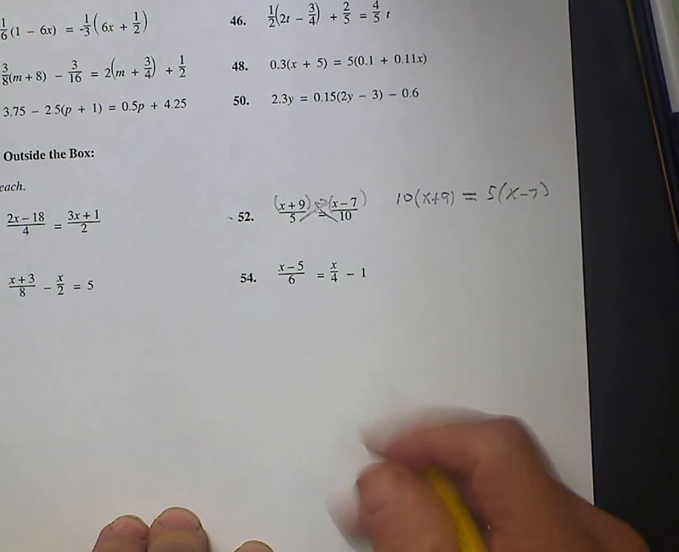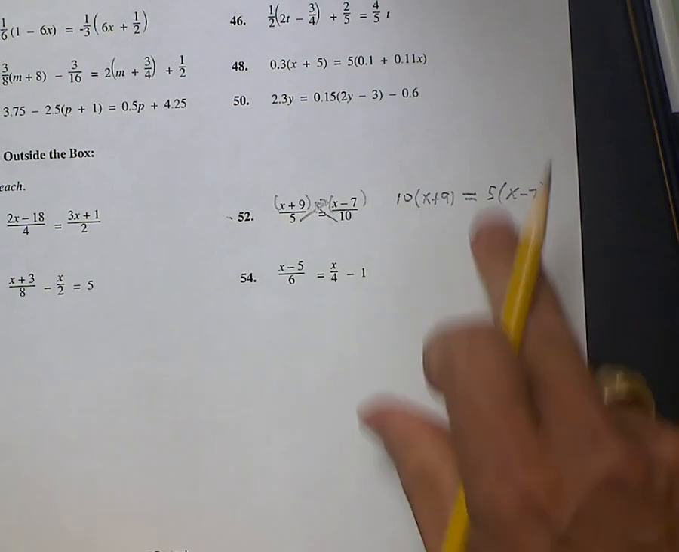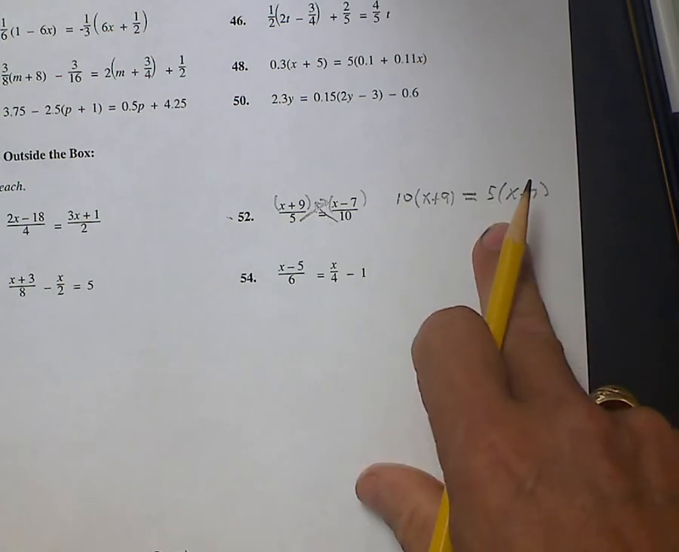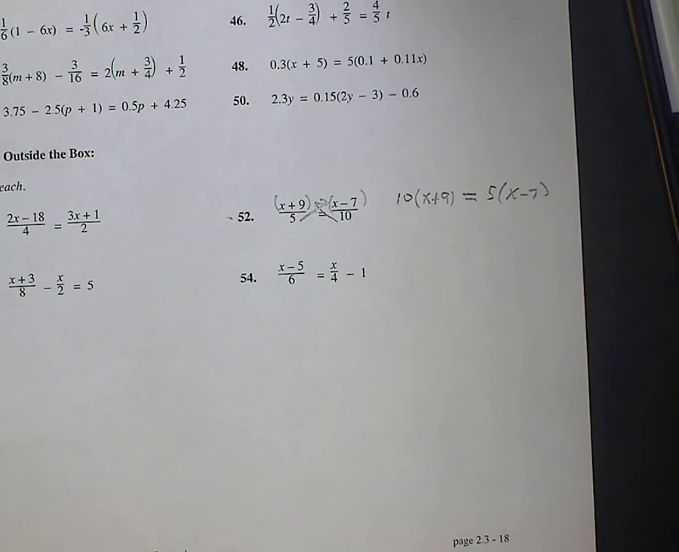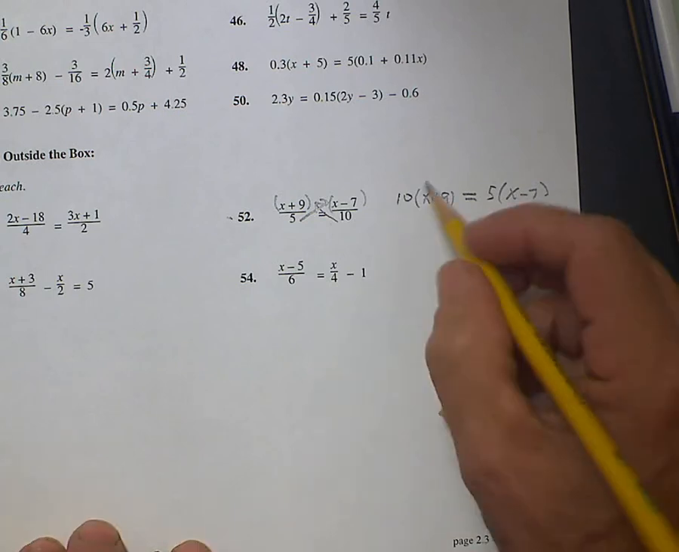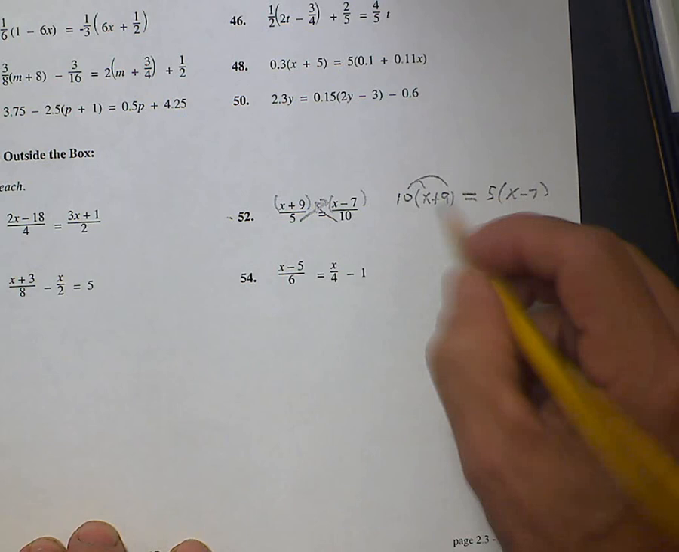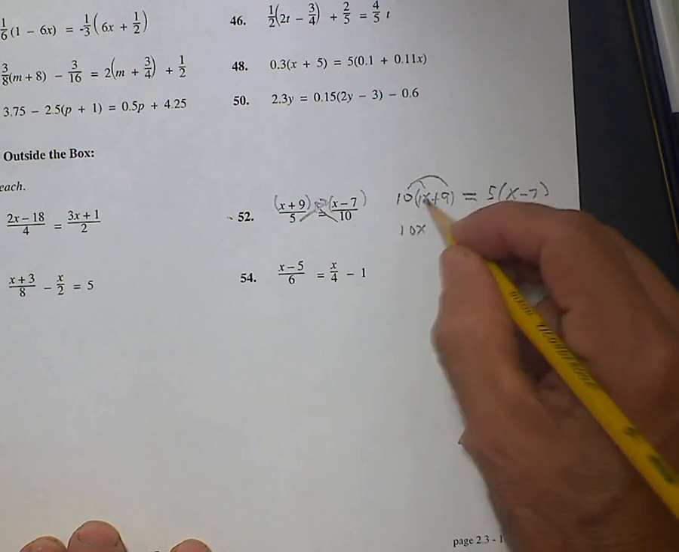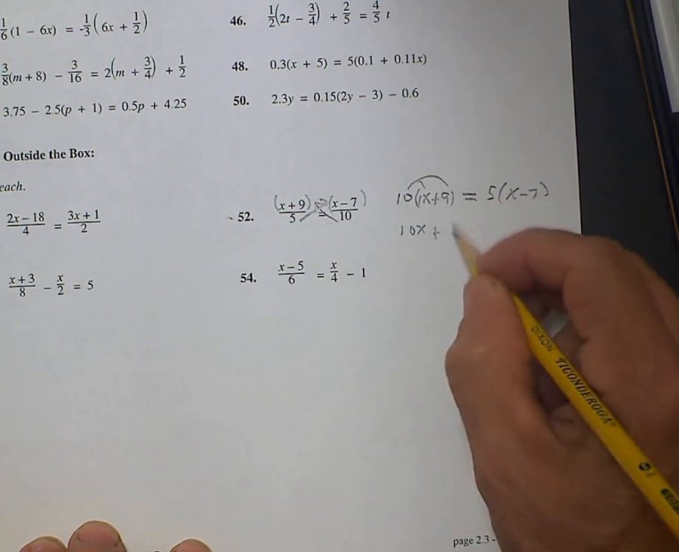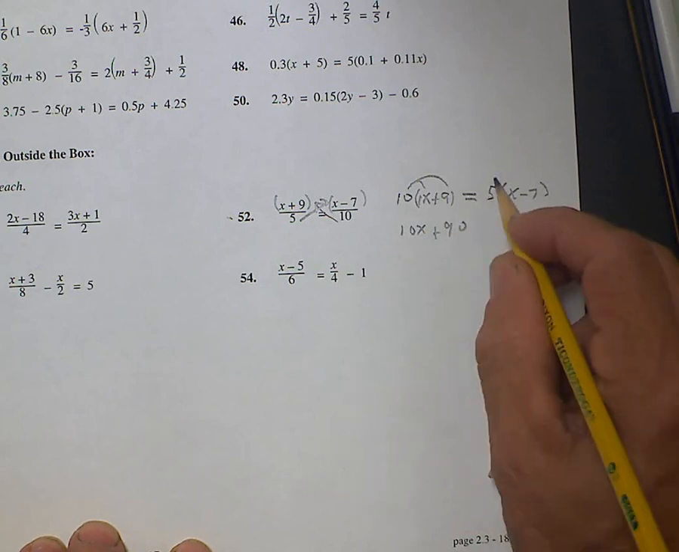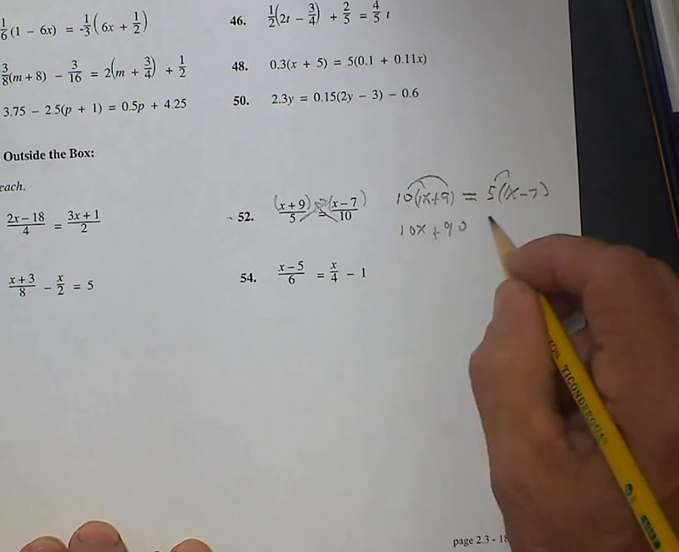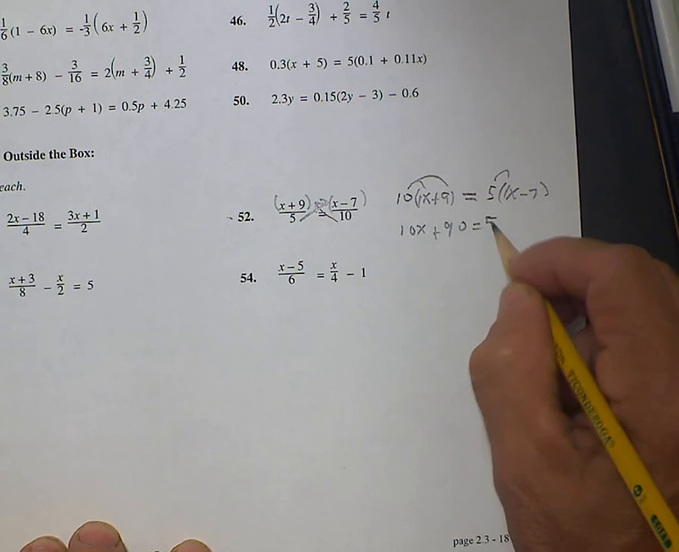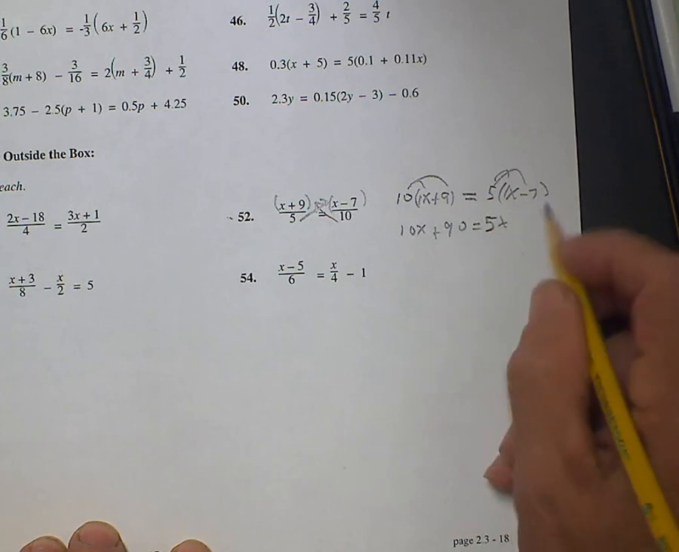Well, now, by cross multiplying, we are down to a problem that looked like what I did 2 or 3 days ago. Just a simple problem with x's on both sides that we just have to distribute. So I'm going to distribute the 10. 10 times 1x is 10x, right? 10 times 9 is 90. 5 times 1x is 5x. 5 times negative 7 is a negative 35.